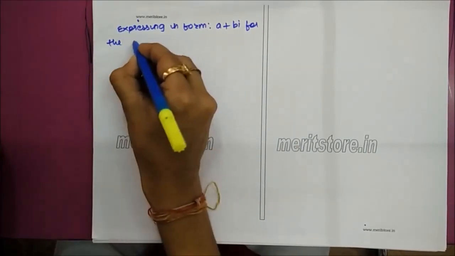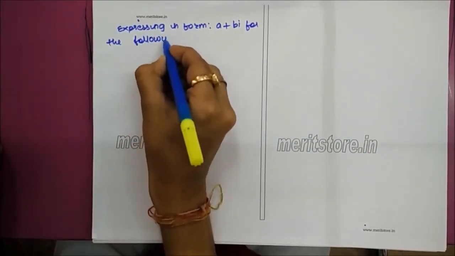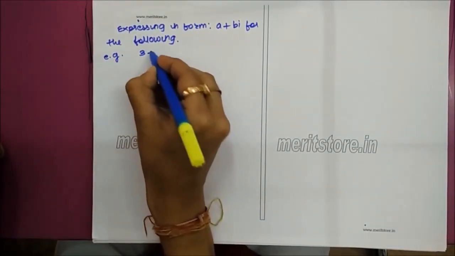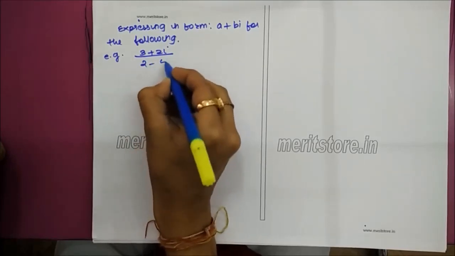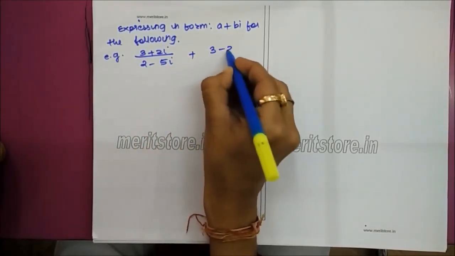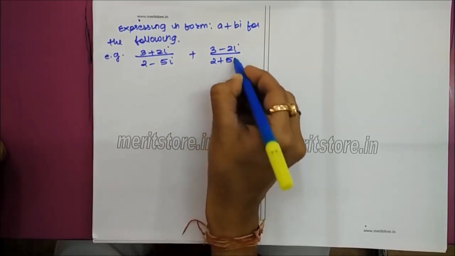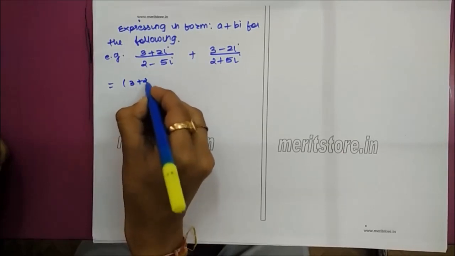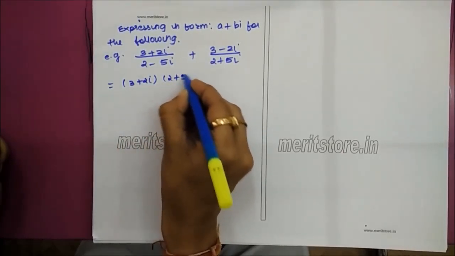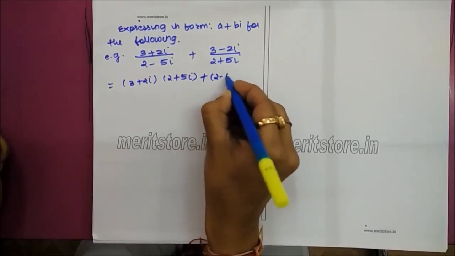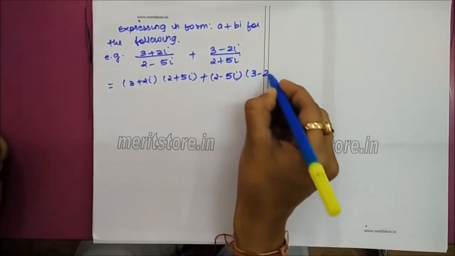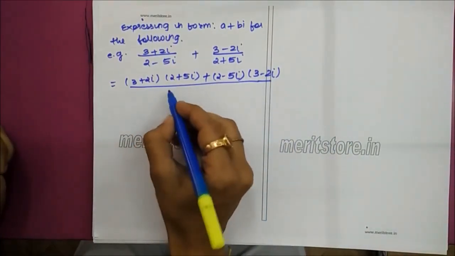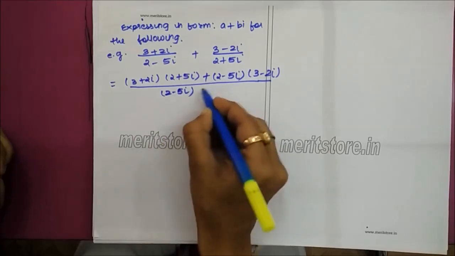Express in the form of a plus bi the following. Example, (3 plus 2i) upon (2 minus 5i) plus (3 minus 2i) upon (2 plus 5i). Here, we need to first solve the expression. That is 3 plus 2i into 2 plus 5i plus 2 minus 5i into 3 minus 2i upon 2 minus 5i, 2 plus 5i.